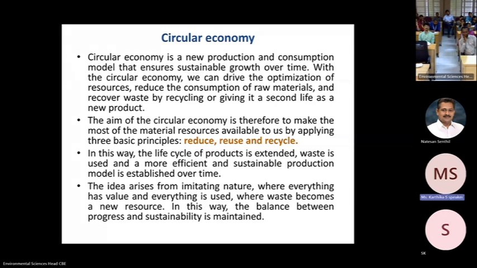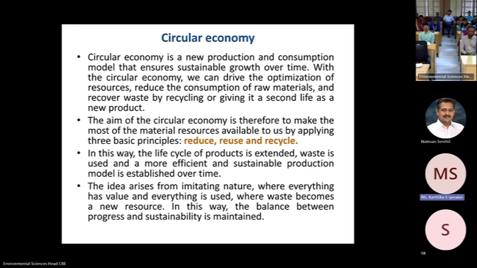That is why they introduced Industry 4. Industry 4 is different from Industry 1, 2, and 3. It's applicable to all the sectors, all the phases. Nothing will be left out. So the idea arises from imitating nature, where everything has value and everything is used.